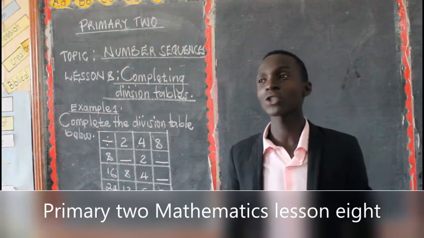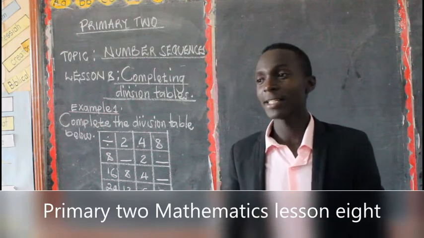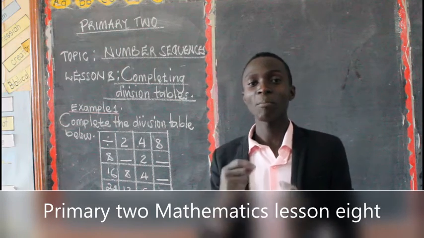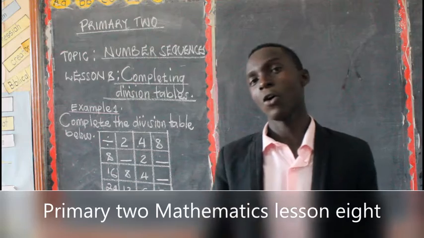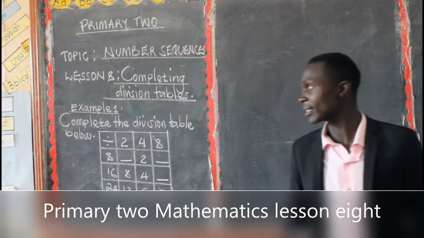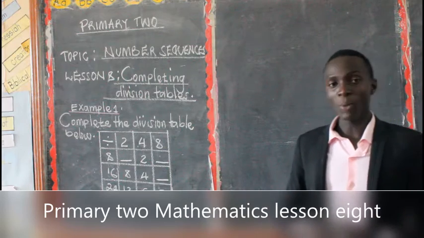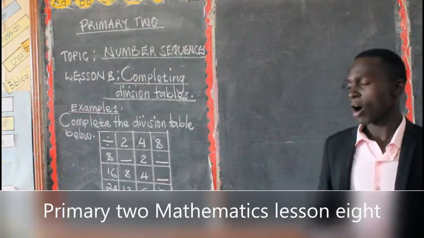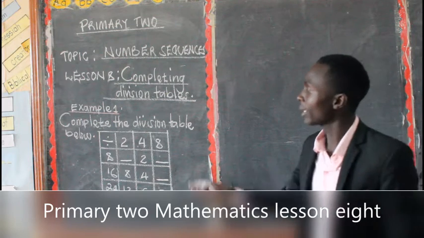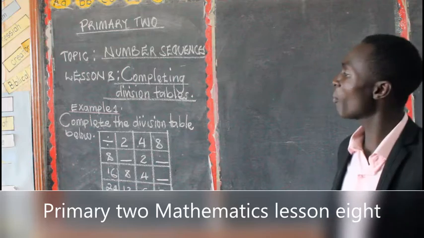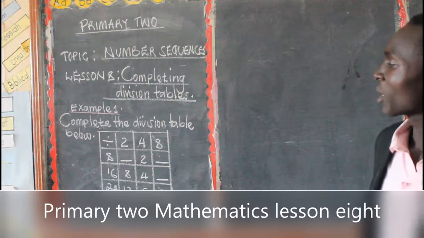Here we are all about dividing numbers, dividing whole numbers. Remember, in our lesson 7 we looked at multiplication of whole numbers. Now here we are looking at division of whole numbers, which are in the box. So we are going now to complete our box, our table. Example 1 says complete the division table below.